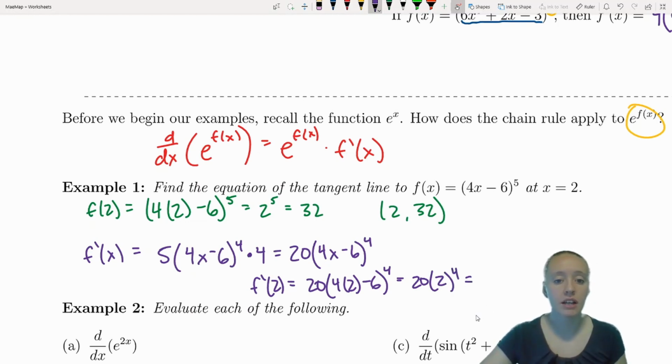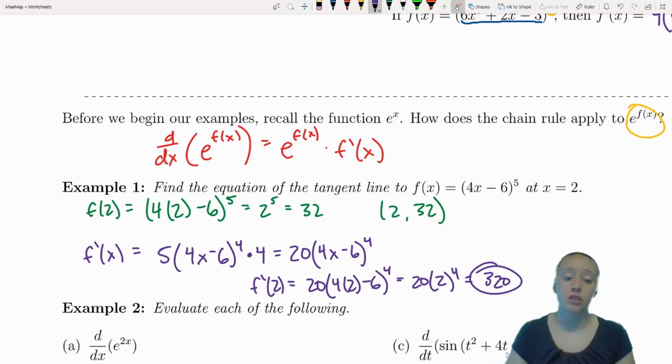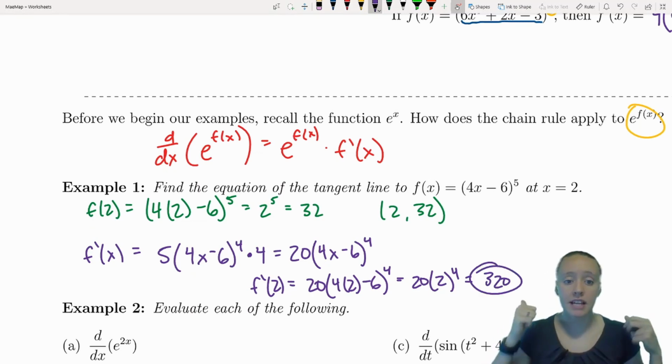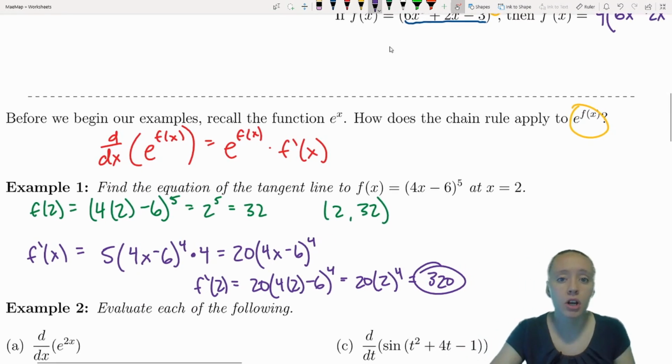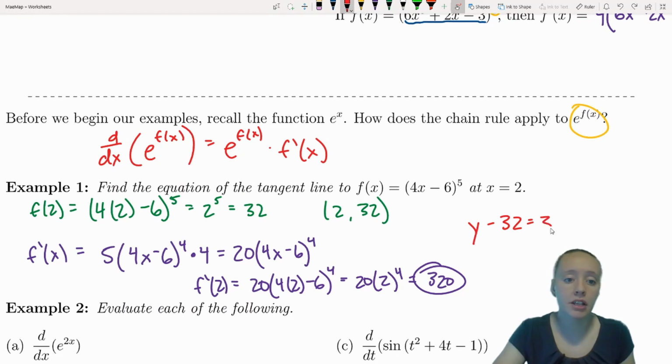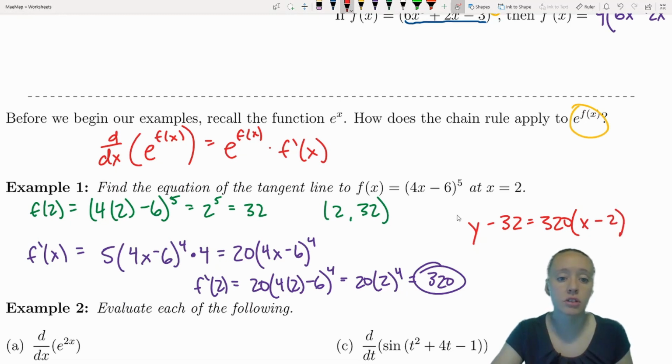16 times 20 is going to be 320. So I have 320. So 320 is the slope of my tangent line at x equals 2. Because I have a slope and a point, I'll go ahead and write this in point slope form. So we'll have y minus y1, so y minus 32 equals m, which our slope m is 320, times x minus x1, x minus 2.